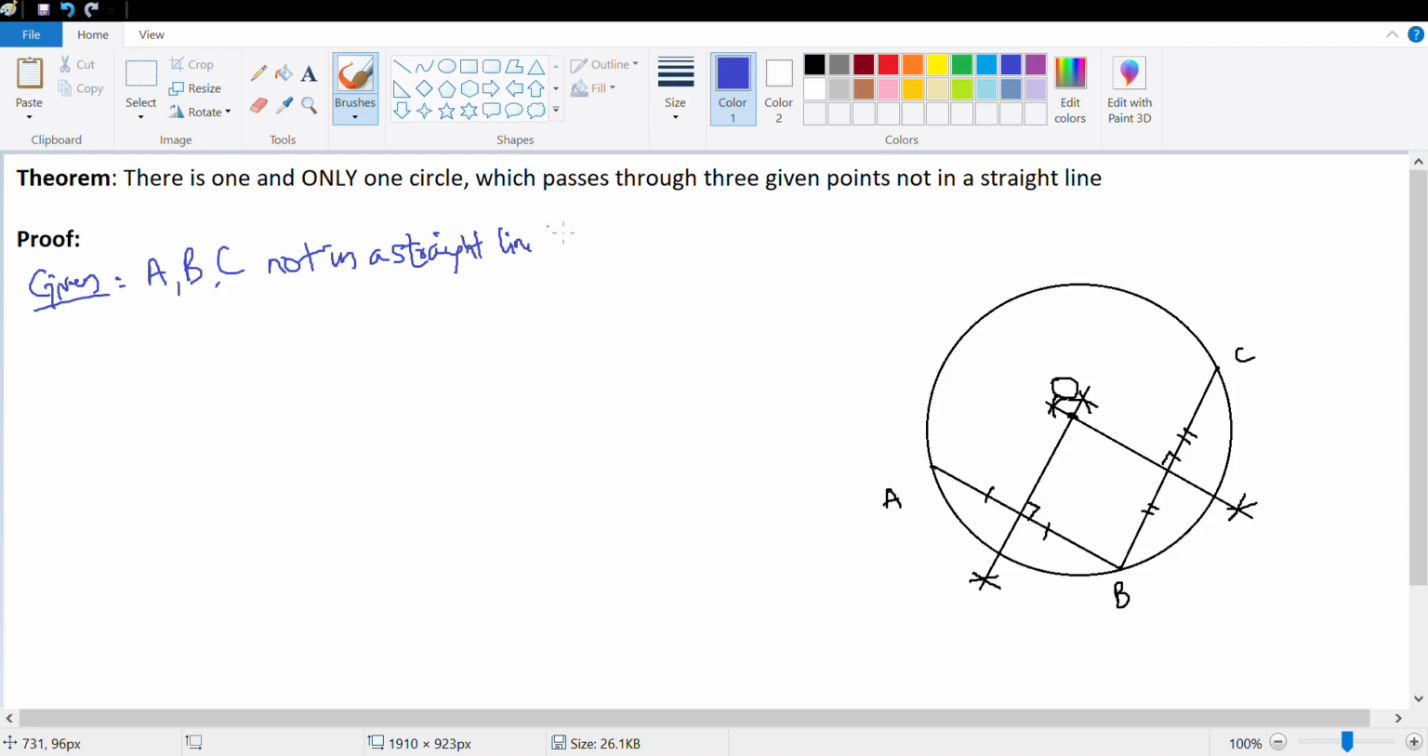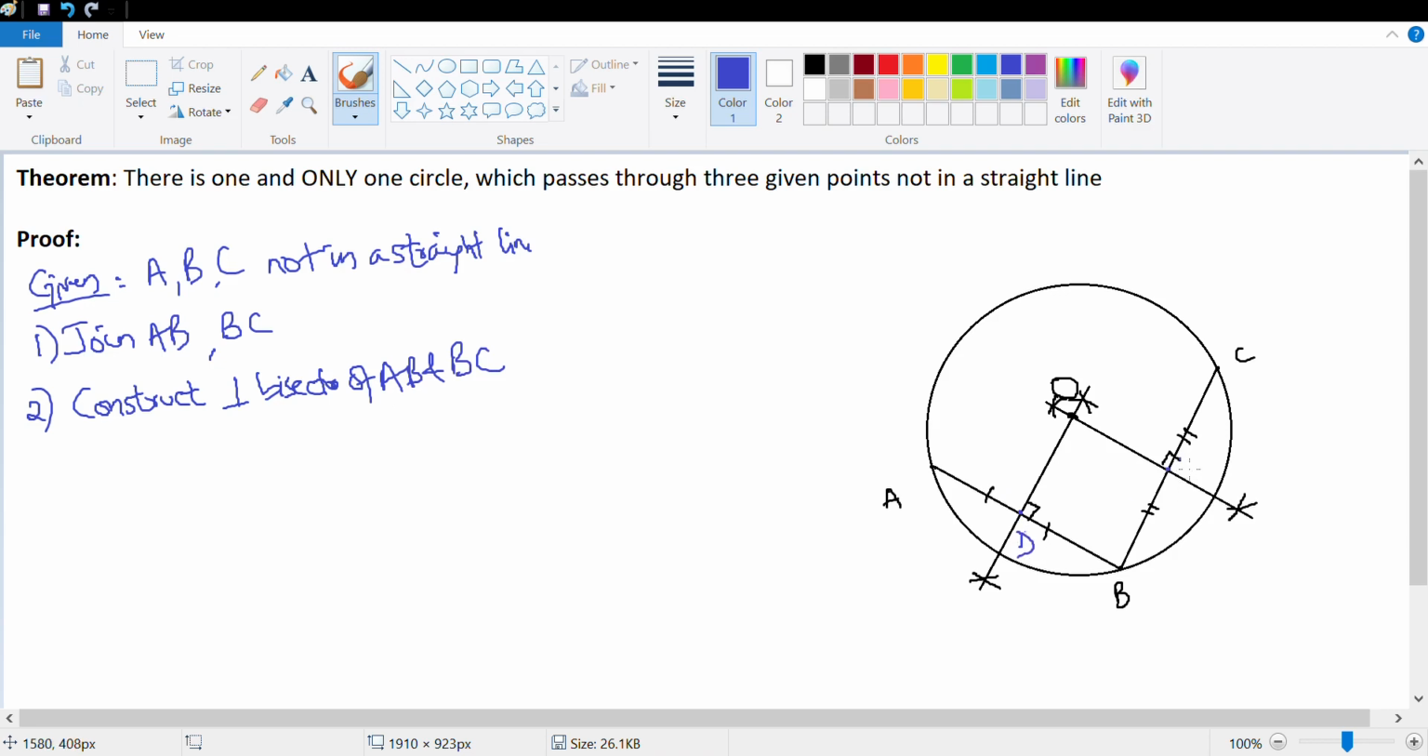So I have already drawn that and I have already joined them as well. So what do we have to do? The first thing we do is, one, join AB and BC. Next, I have already drawn the perpendicular bisectors of AB and BC. So construct perpendicular bisectors of AB and BC. Good. Let this point be D, and let this point be E.